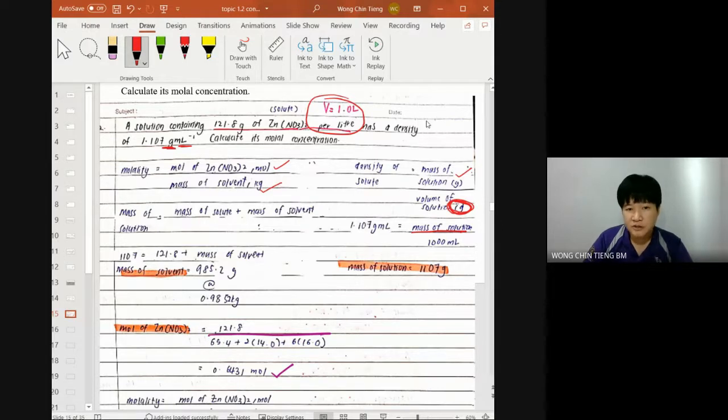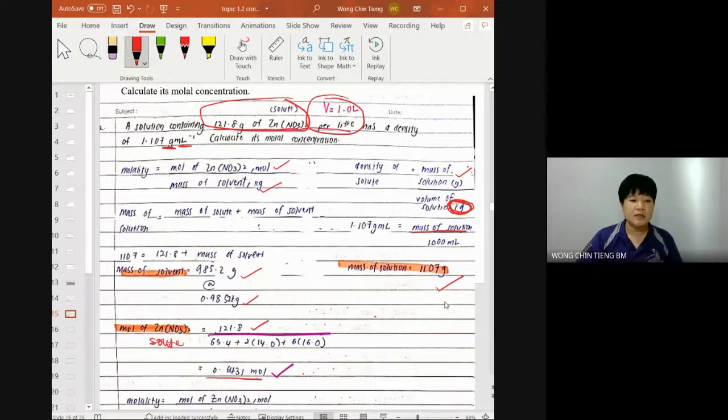Okay, so volume of solution 1 liter equals 1000 milliliter. Substitute, and you get the mass of solution 1107 gram. From the mass of solution, you can get the mass of solvent, because the solute is given. Alright, the mass of solute 121.8 gram is given. Take out this data, dear. So you get the mass of solvent 985.2 gram, or in kg. Perfect. The number of mole can be obtained from the mass given and also the molar mass. You get the mole of solute. That is the mole of your solute.